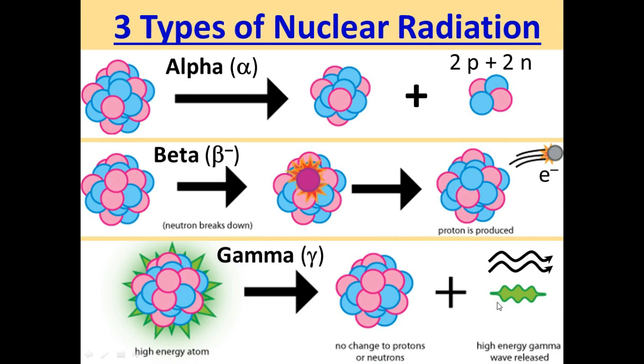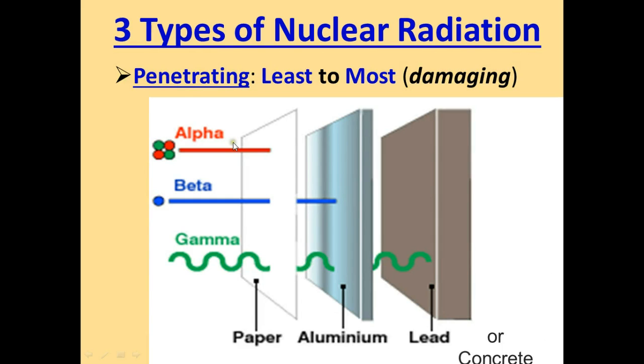Because alpha is so weak, it can be stopped by paper, but beta and gamma will still go through. Beta will be stopped by aluminum, and gamma is the strongest, so it needs 3 feet of lead or concrete to stop it.